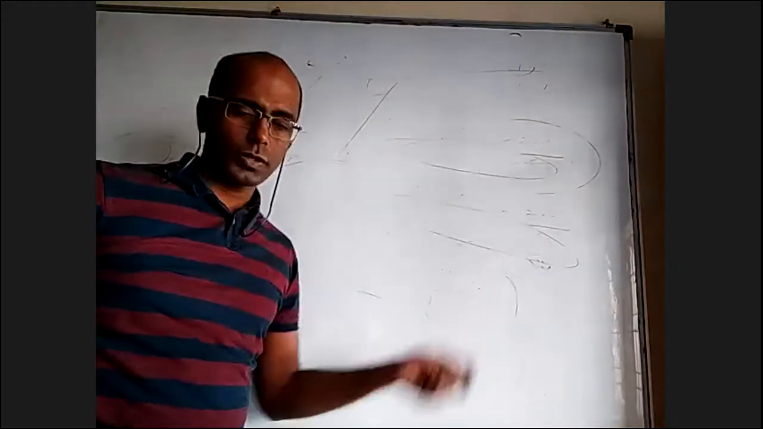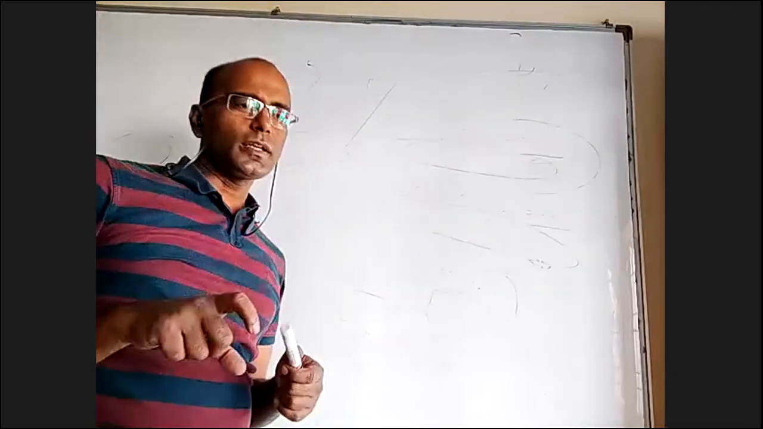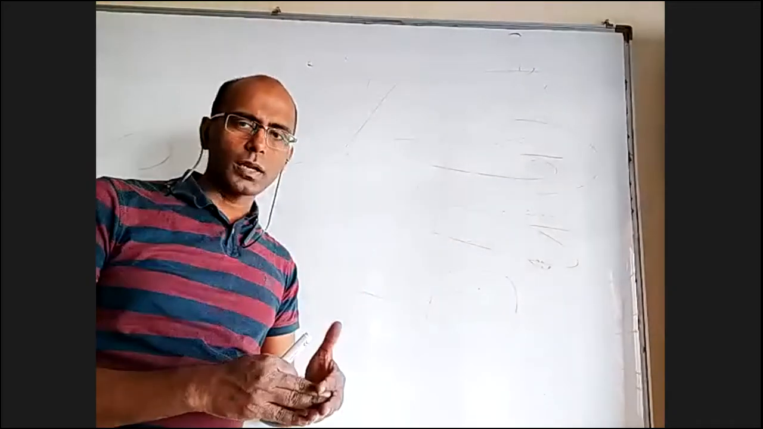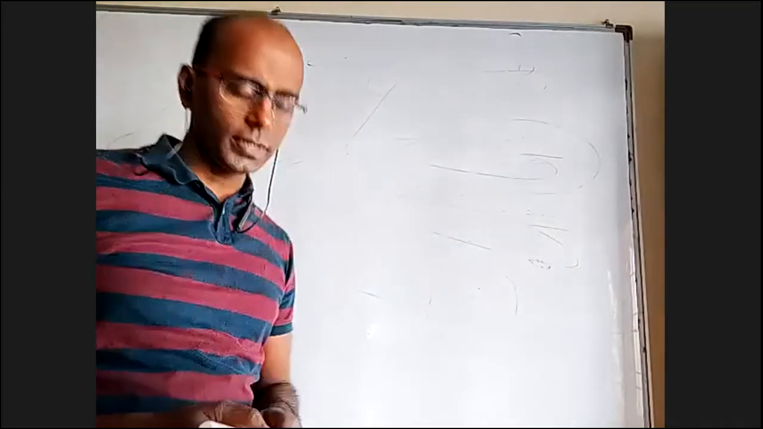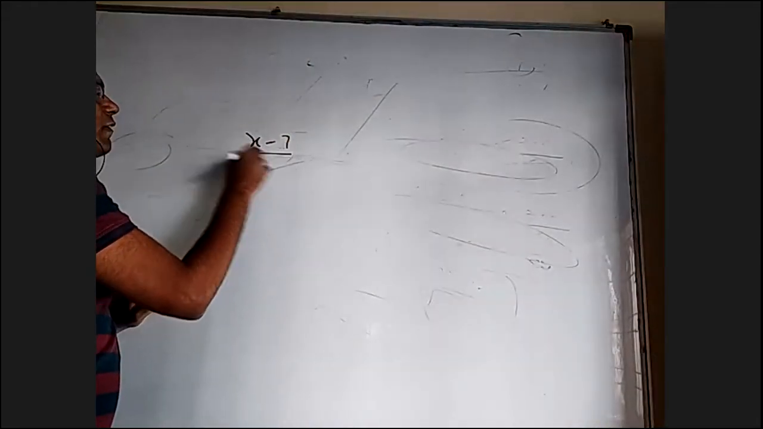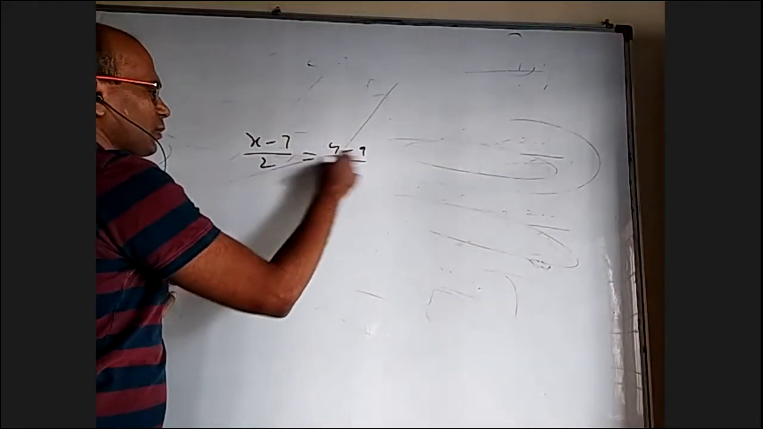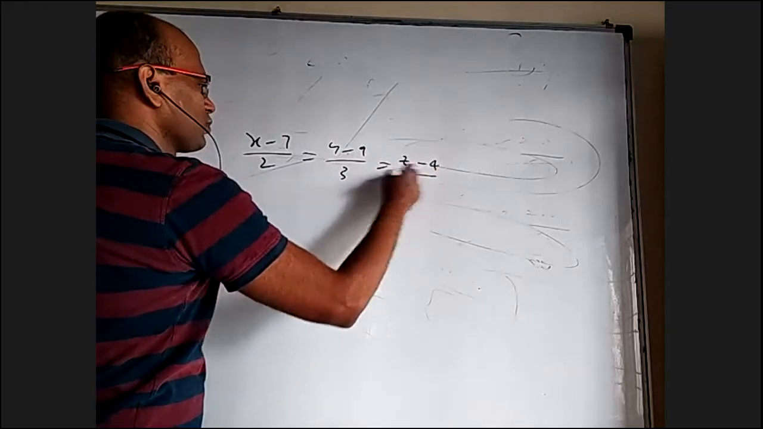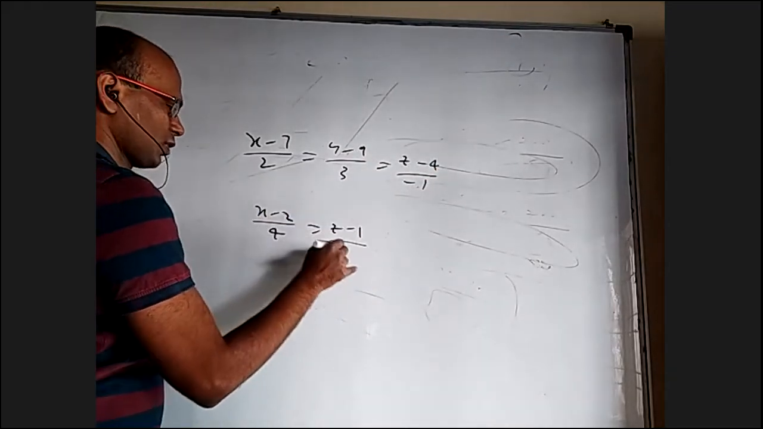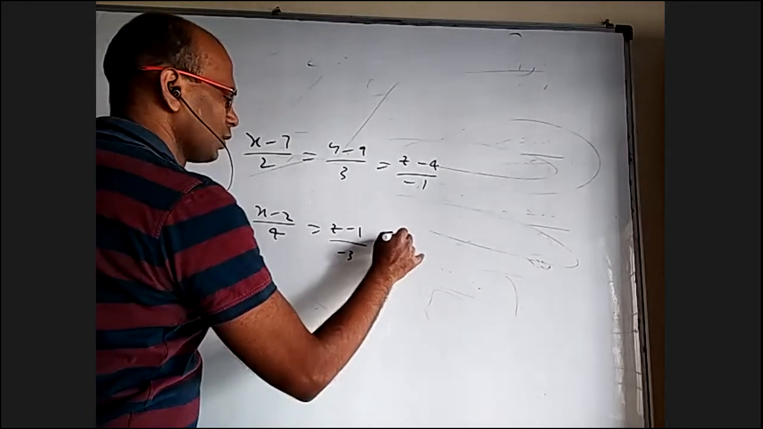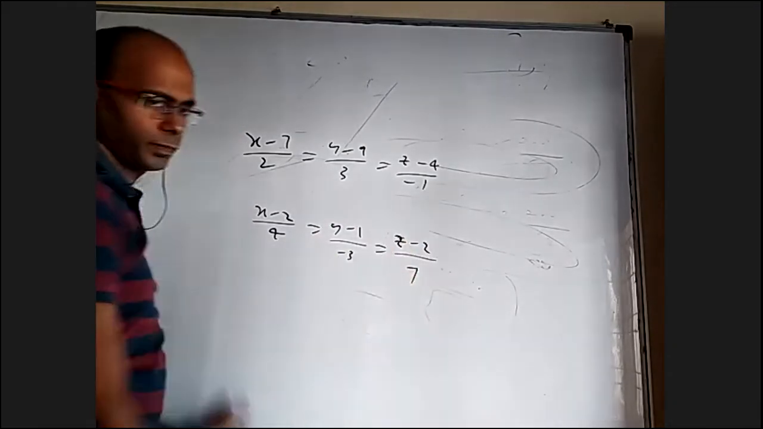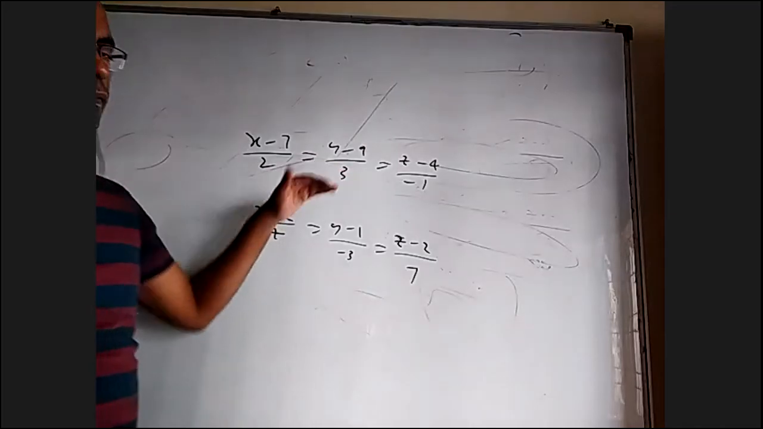Yeah, I've written that. How are we going to find the point of intersection of 2 lines? Anyway, we talked about coplanar lines and parallel lines and skew lines. Let us see 3D and then come back to vectors. If I have (x - 7)/2 = (y - 9)/3 = (z - 4)/(-1), and (x - 2)/4 = (z - 1)/(-3) = (y - 1), z - 2 by 7. How to find the point of intersection of these 2 lines?